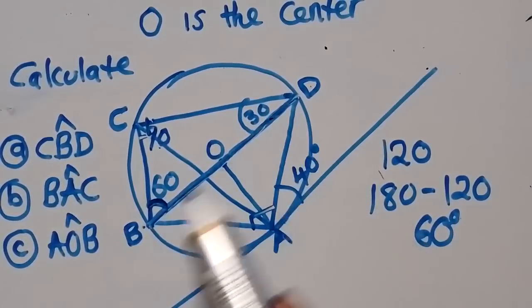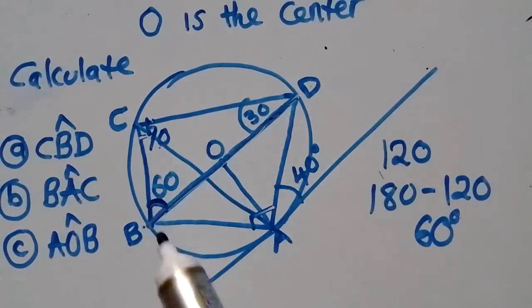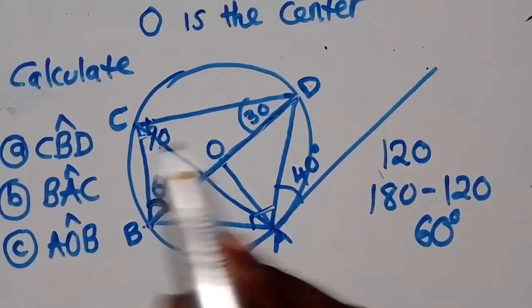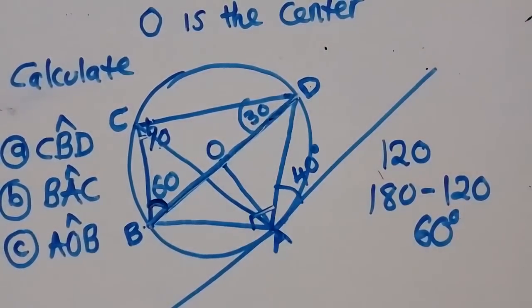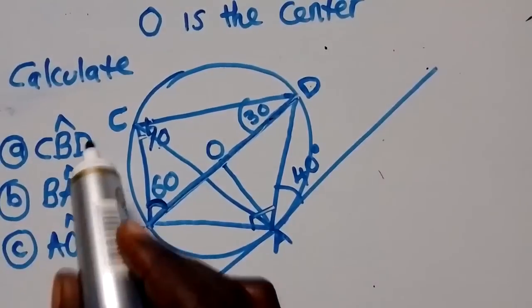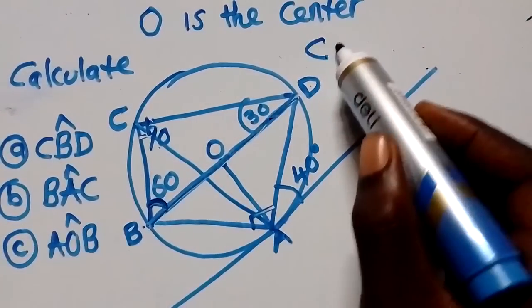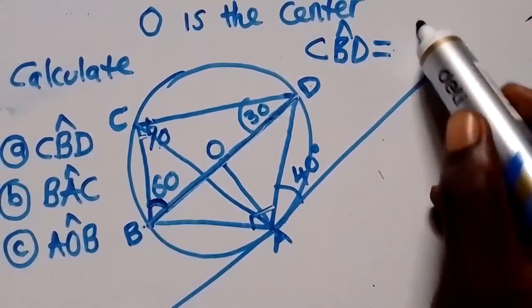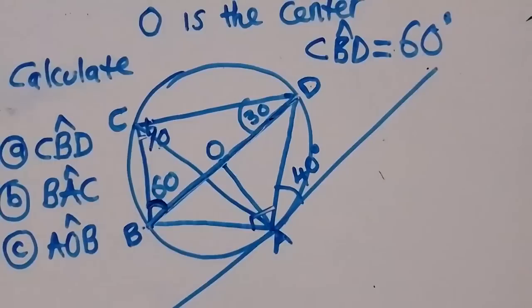You know that angles inside the triangle add up to 180. So here is such as 60 plus 90 plus 30. You get 180. So meaning the first answer there, CBD, the answer is 60 degrees. I've showed you how I've answered it.